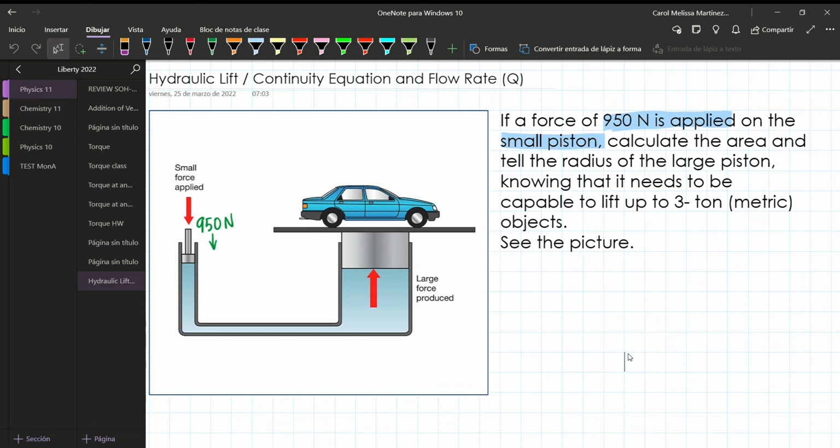I know that this large piston, because it says calculate the area and tell the radius of the large piston, is going to be my unknown. I need to calculate the area and, of course, the radius of the large piston. I don't know what object is going to be lifted, but I know it should be capable of lifting up to a 3 metric ton object. Okay? Do you know what that is?